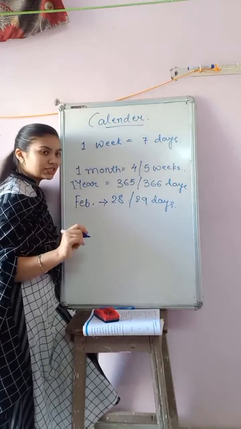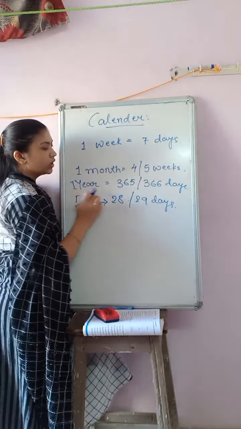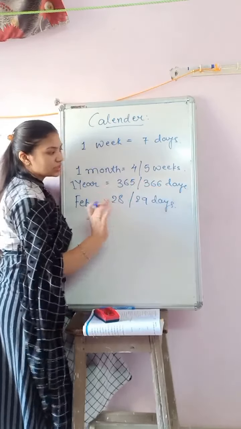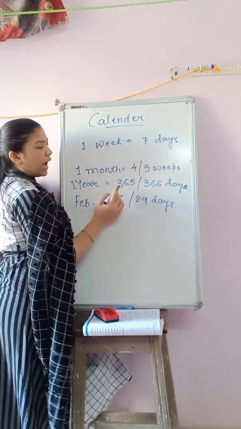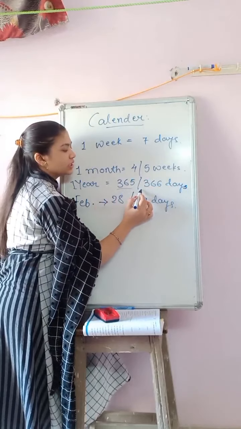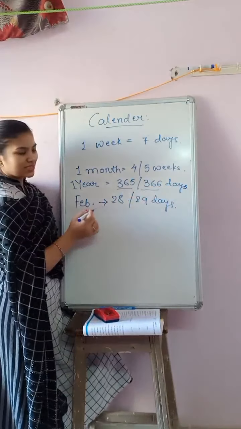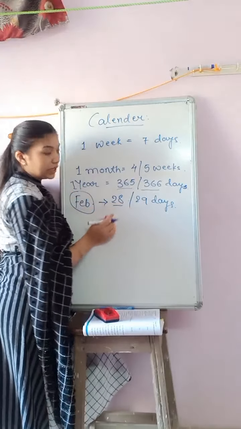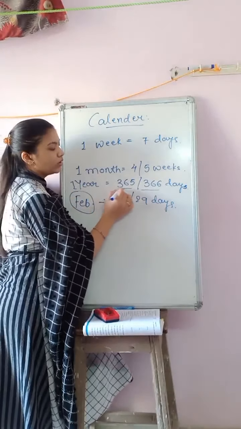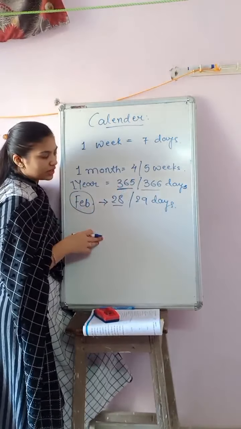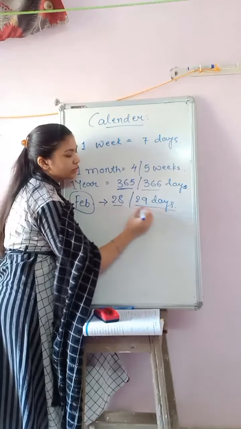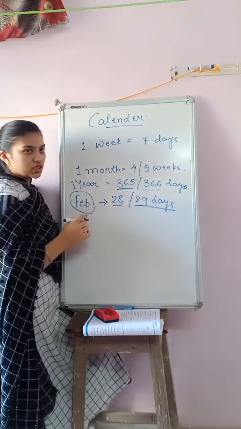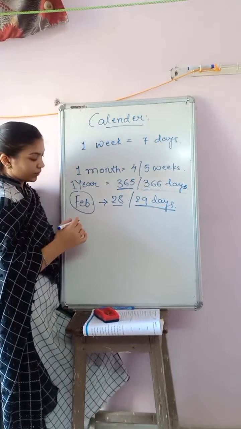आपको ये सारी चीजें याद रखनी पड़ेगी. 1 year equals 365 or 366 days. Now, how can we tell whether it's 365 or 366? That depends on February. अगर फरवरी में 28 डेज होंगे तो टोटल 1 ईयर में 365 डेज होंगे. अगर फरवरी में 29 डेज होंगे तो 1 ईयर में 366 days होंगे.